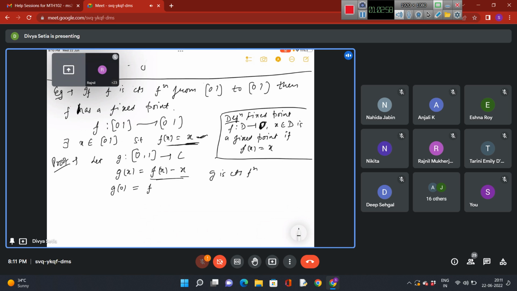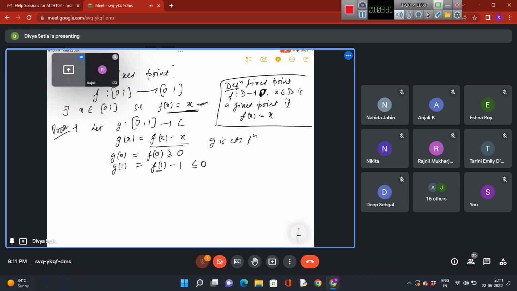Codomain can be minus 1 to 1. So now your g of 0 is f of 0 and g of 1 is f of 1 minus 1. What is f of 0? f is a function from 0 1 to 0 1, which means f of 0 is greater than or equal to 0. And f of 1 can be at max 1, which means g of 1 is less than or equal to 0, right? At max it can be 1. So now your g of 1 is less than or equal to 0 is less than or equal to g of 0.